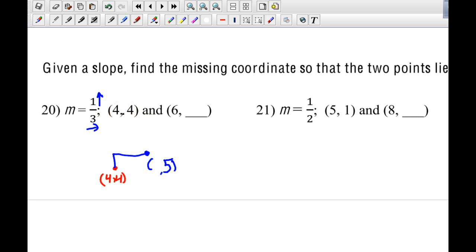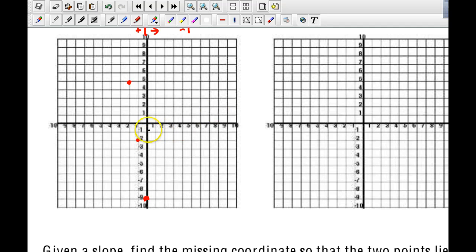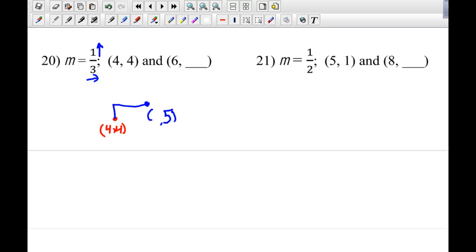This is why it's a good mental exercise. If you do this on the graph, it's very easy. You can just see the numbers and you know where it's at. But I want you to see that the top number changes the y values, the bottom number changes the x values. So if I go up 1, the y value goes up by 1. If I go right 3, that means the x value goes up by 3. So if I went up 1, right 3, that means I'm at 7, 5.